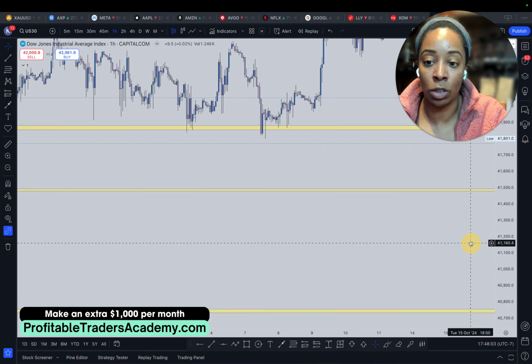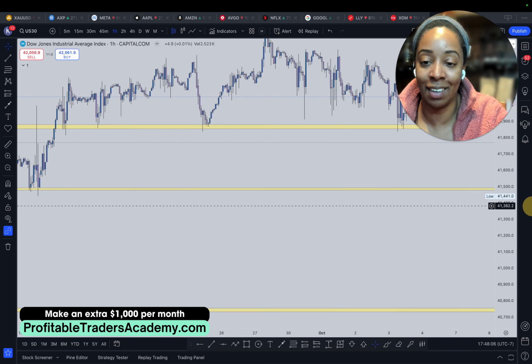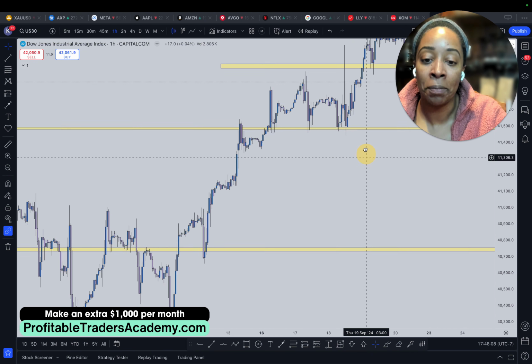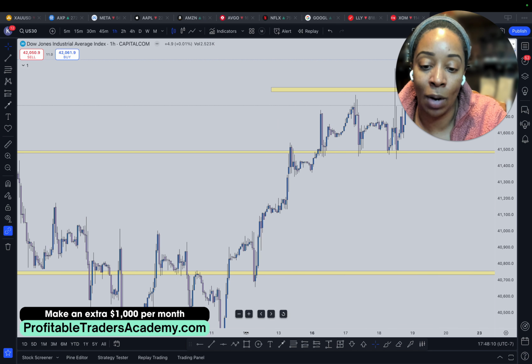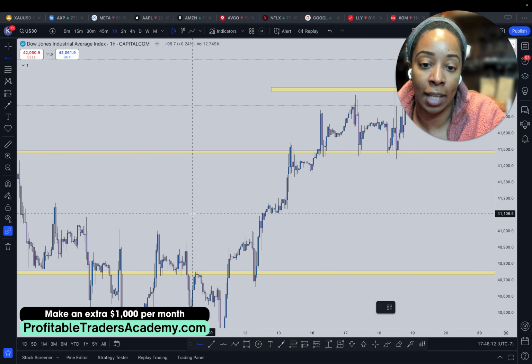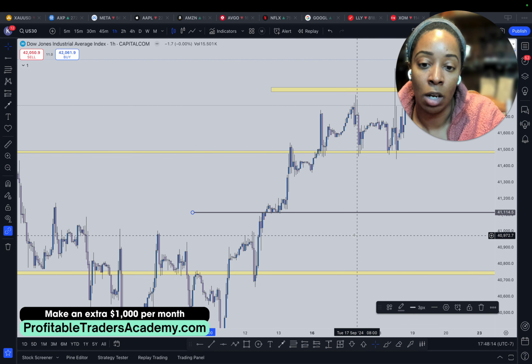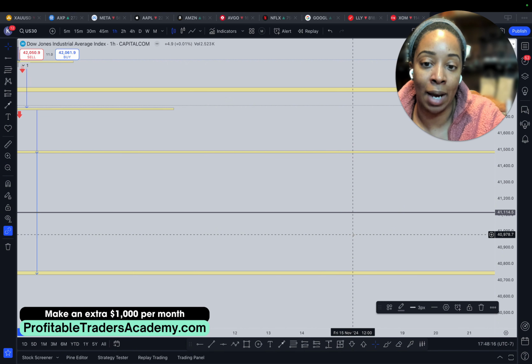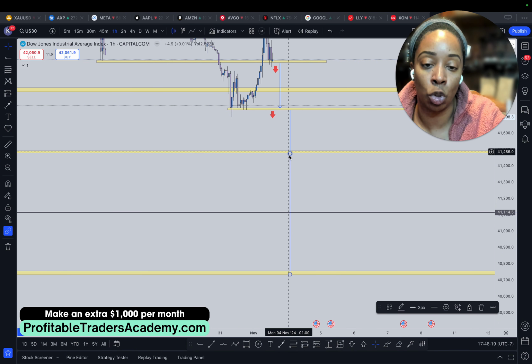So what I would do is scoot over to the left, and just see where the obstacles are. So I see very clearly, at least for me, that a potential level is right there. So that could be maybe my initial target if I was to take a short from here.